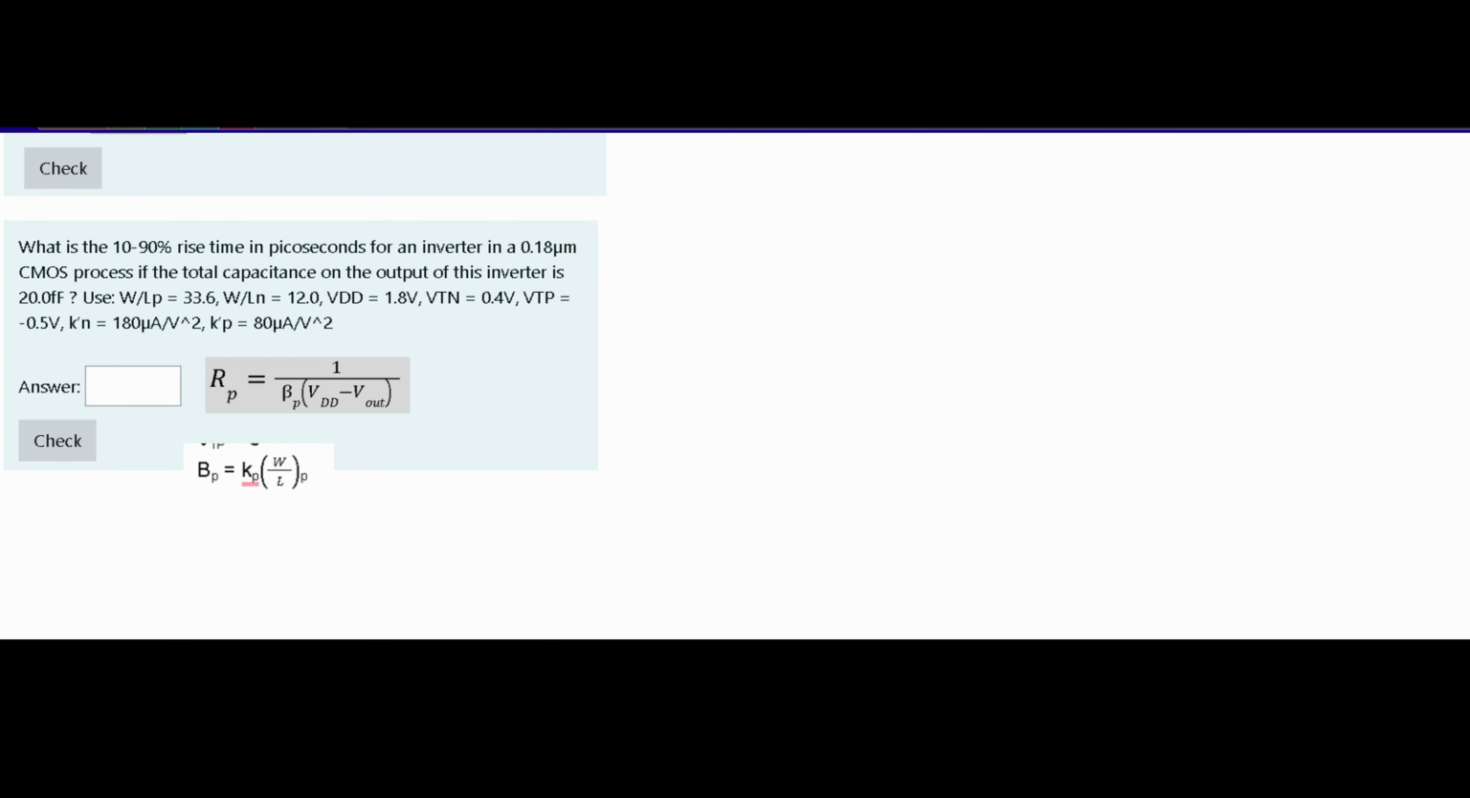We're asked what is the 10 to 90% rise time in picoseconds for an inverter in a 0.18 micrometer CMOS process if the total capacitance on the output of this inverter is 20 femtofarads. Now we're going to use the following kind of variables. Yours might be different, but we're going to go over the entire process to solve this. So the first thing that we're going to want to do is deal with this 10 to 90% rise time.